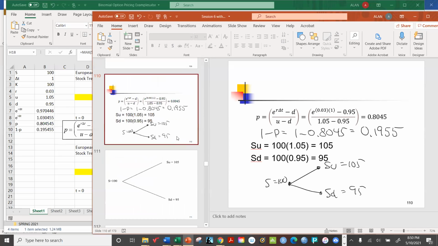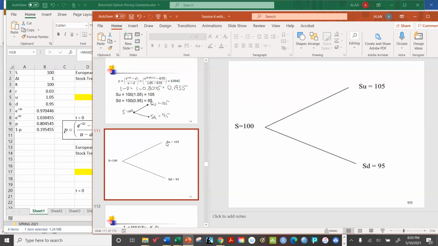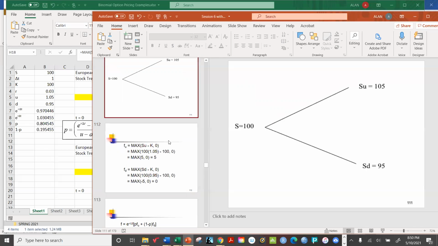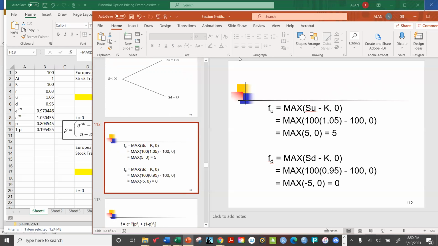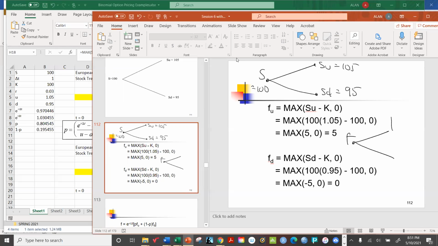What about the options? All right, oh, that's here. All right. Well, this is a call with a strike of 100. So when we look at the option tree, remember the stock tree looks like this. Okay, so because the option matures at time 1, on the option tree, what we have is the payoff, which because the strike is 100, the payoff here is 5, and the payoff here is 0.